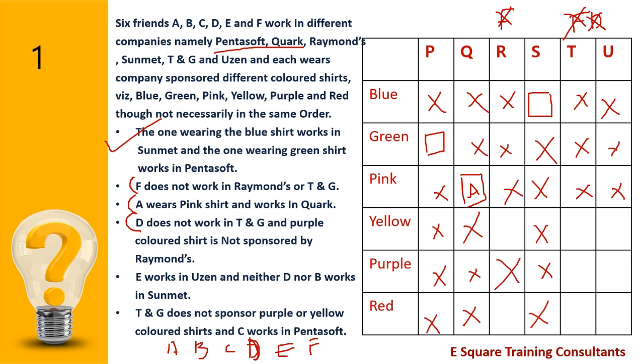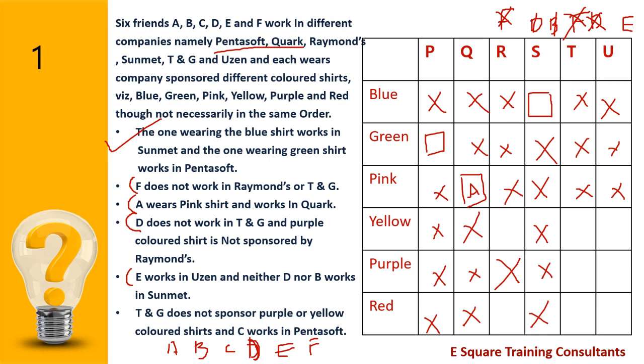The next clue is here. E works in Usen. So Usen, I'll fix E for Usen. Okay, so E works in Usen and neither D nor B works in Sunmet. So Sunmet is here. It's not D and it's not B. So I cannot have D or B here. So neither B nor D means it is not B and not D. So both of them don't work in Sunmet.